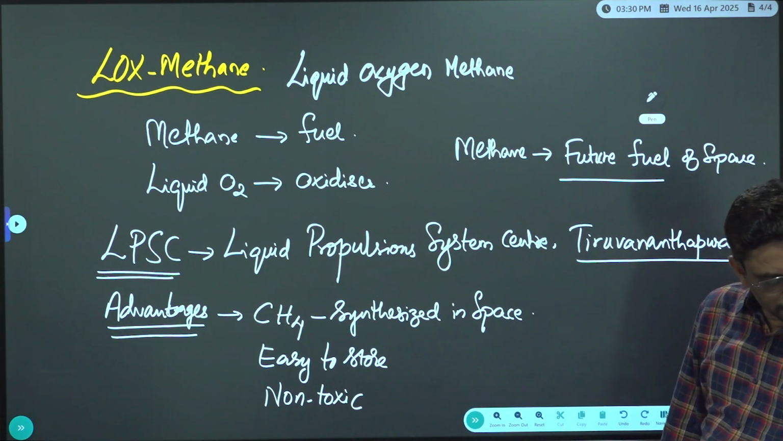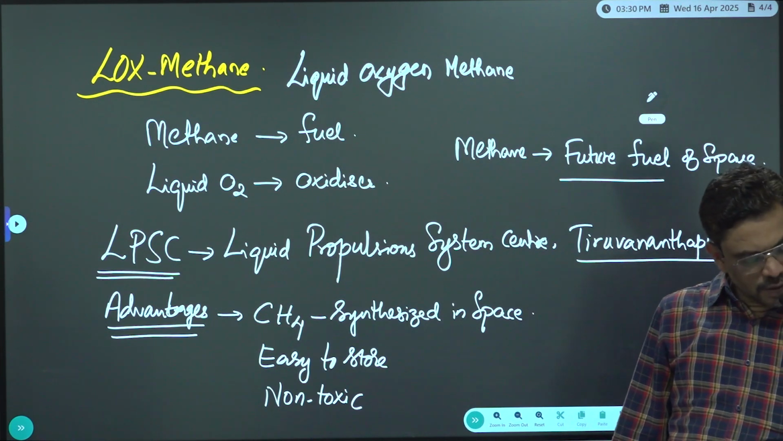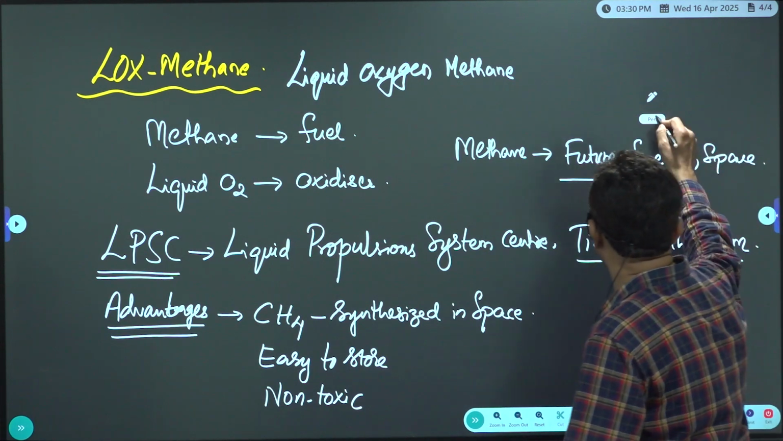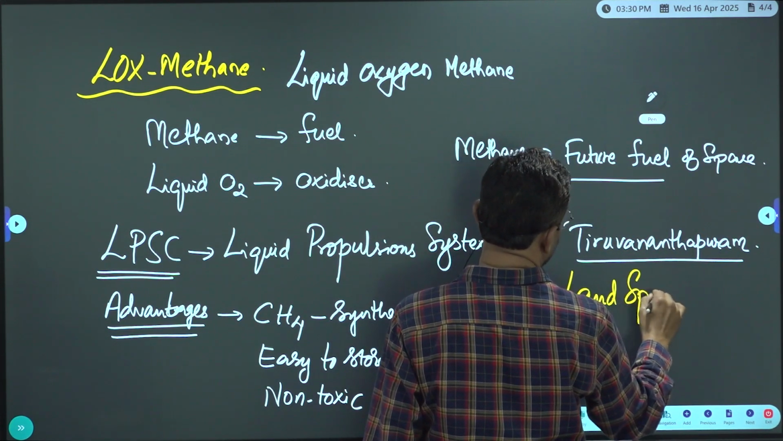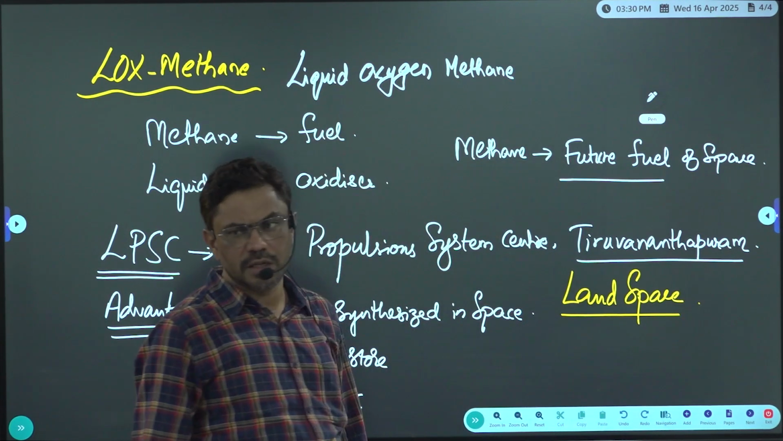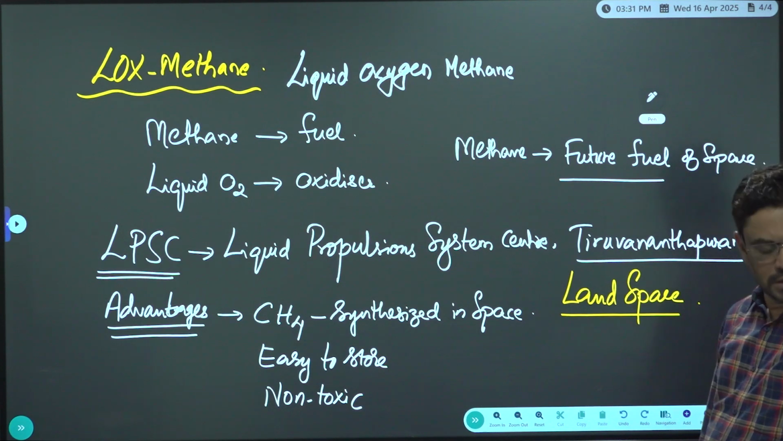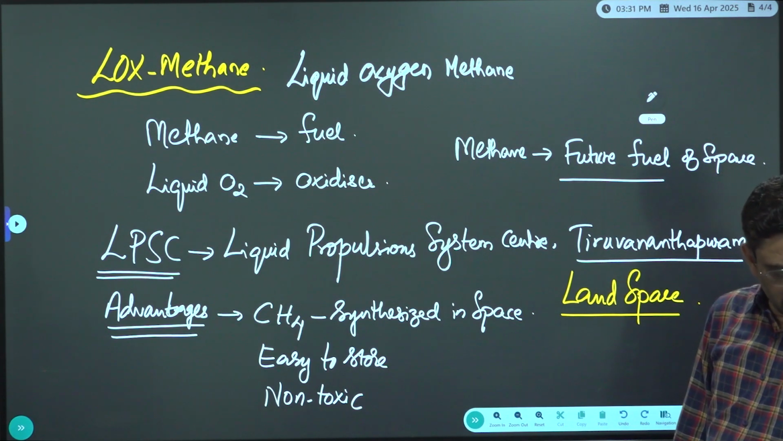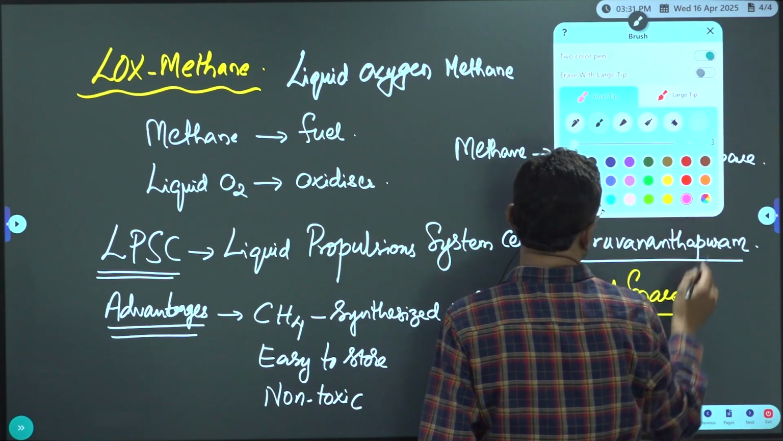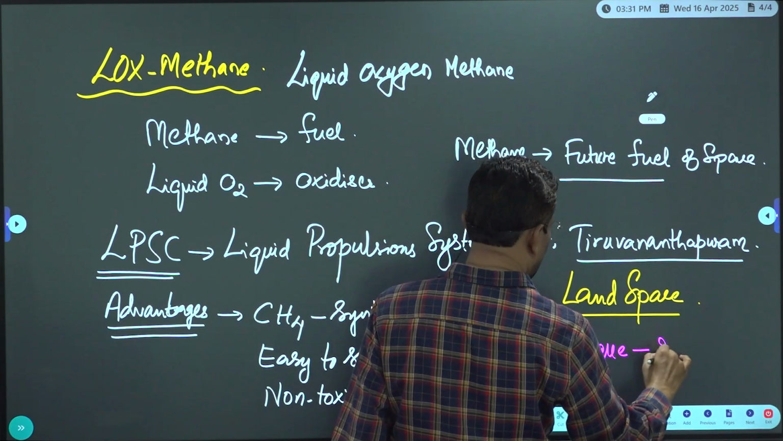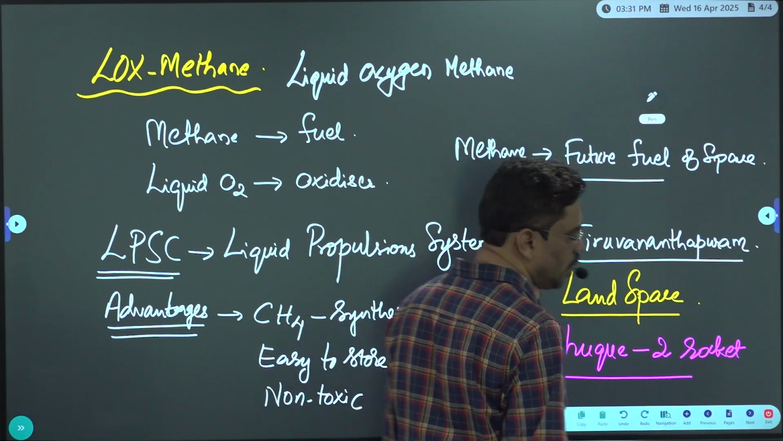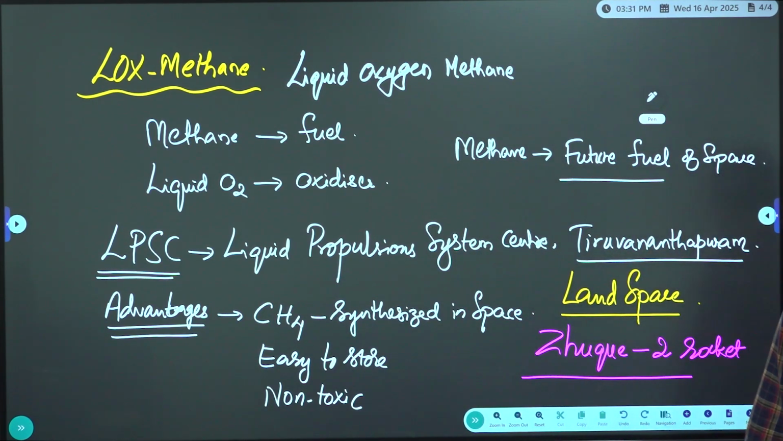Next. LandSpace, a China-based private space technology firm, launched the methane-powered Zhuque-2 rocket in 2023. This Zhuque-2 carried 3 satellites.